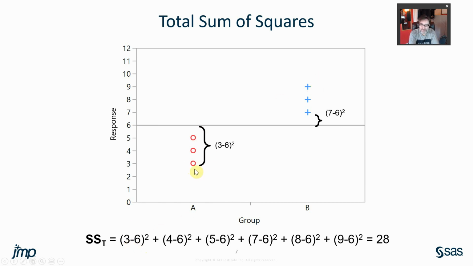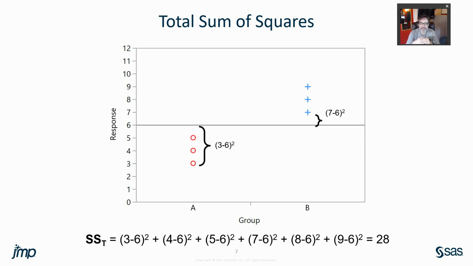3 minus 6, which is this observation here, minus the mean, and then 4 minus 6, and then 5 minus 6. Now, the reason they're squared, if we didn't square these values, they would all add up to 0. Do it yourself, work it out. This is classic. This is the way we calculate variance.